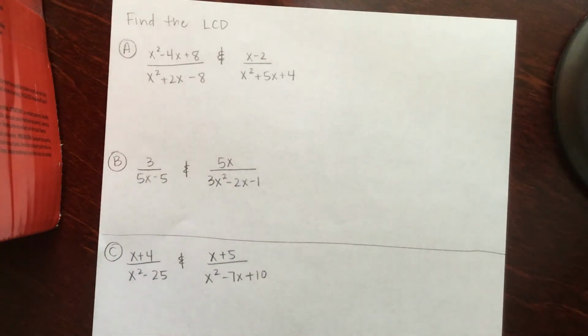Find the LCD of these two fractions here. Find the least common denominator. First step, factor the denominators. We don't care about the numerator at all. We only care about the denominator.